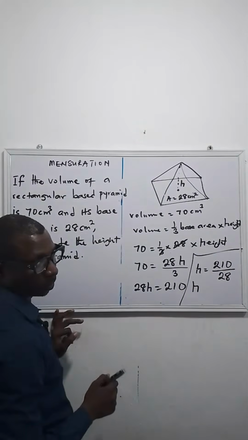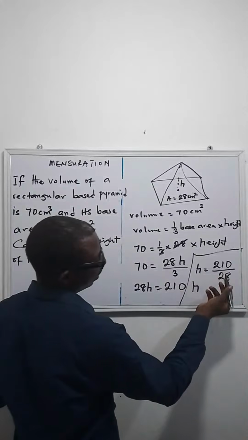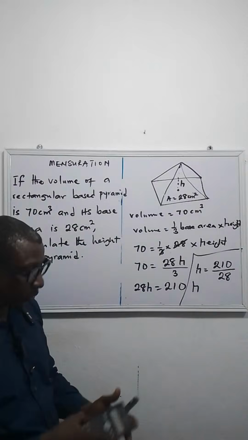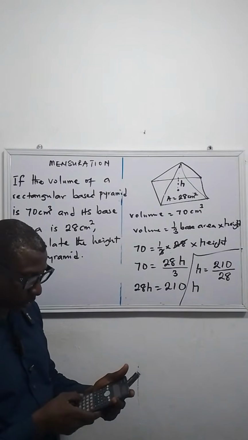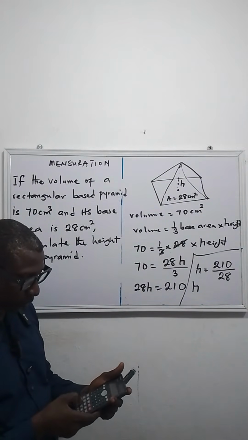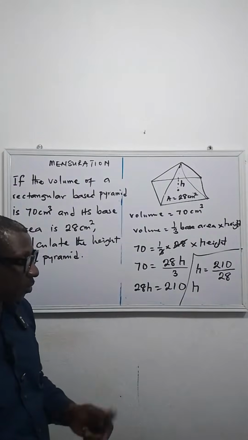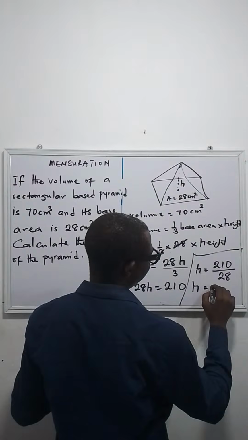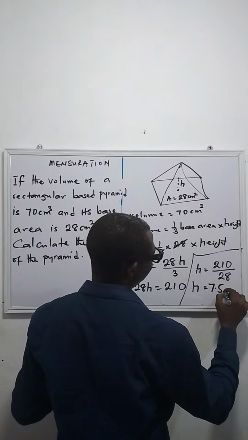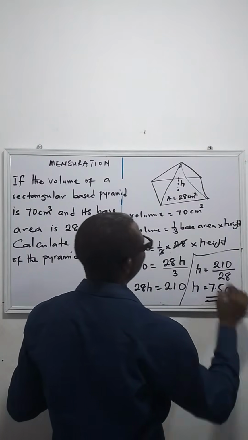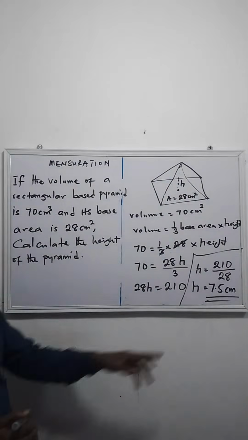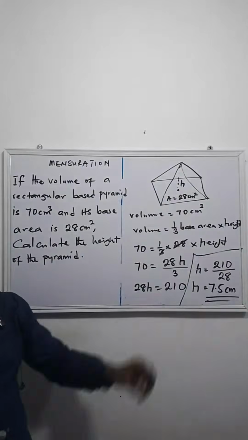Okay, so now what do you have? Now can we try and simplify this? Let's see what we're going to have. When you do that, we have 210 divided by 28. So what do you have? That is 7.5 centimeters. So this is going to be the height of the pyramid.